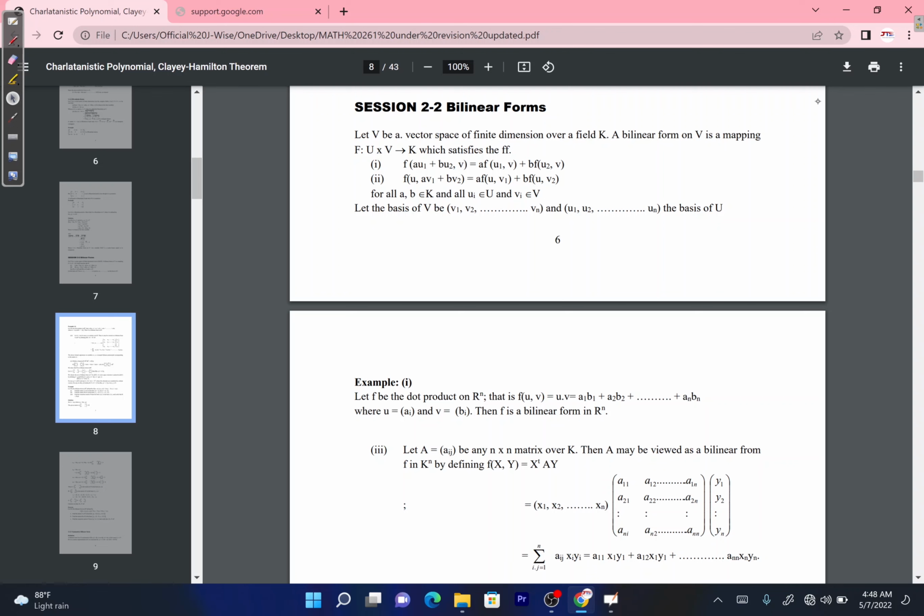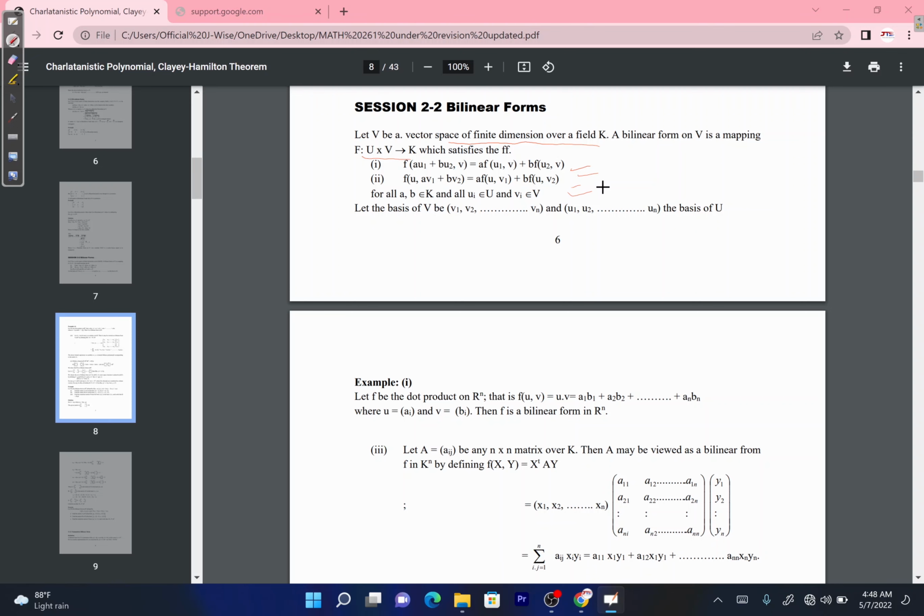When you have any vector space V of finite dimension over a field K, the bilinear form on V is a mapping U cross V maps onto K, and it satisfies the following conditions. First, the bilinear form is linear in the first variable, and the second condition is that it is linear in the second variable.